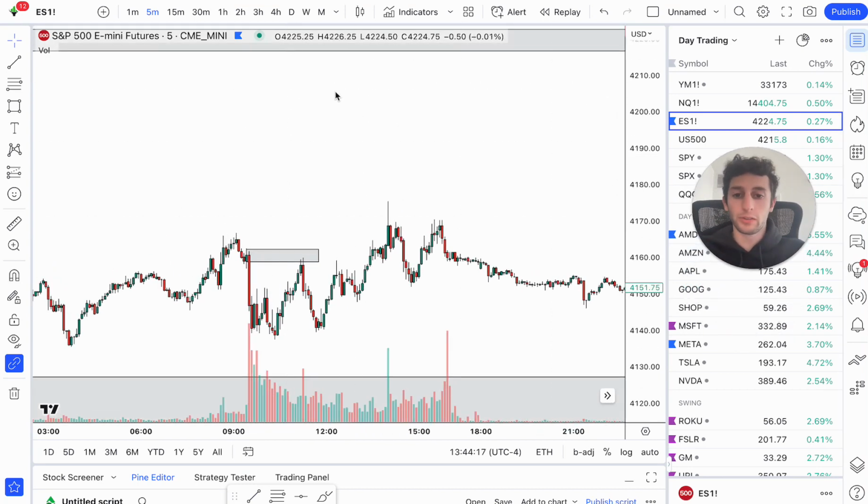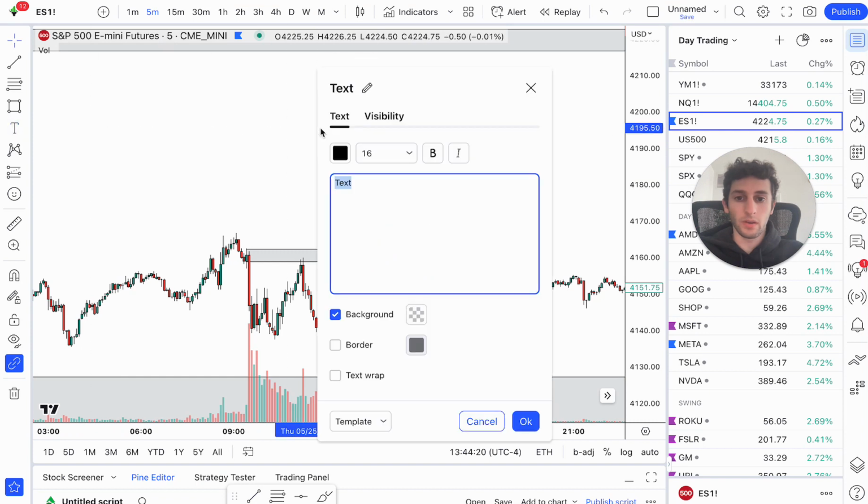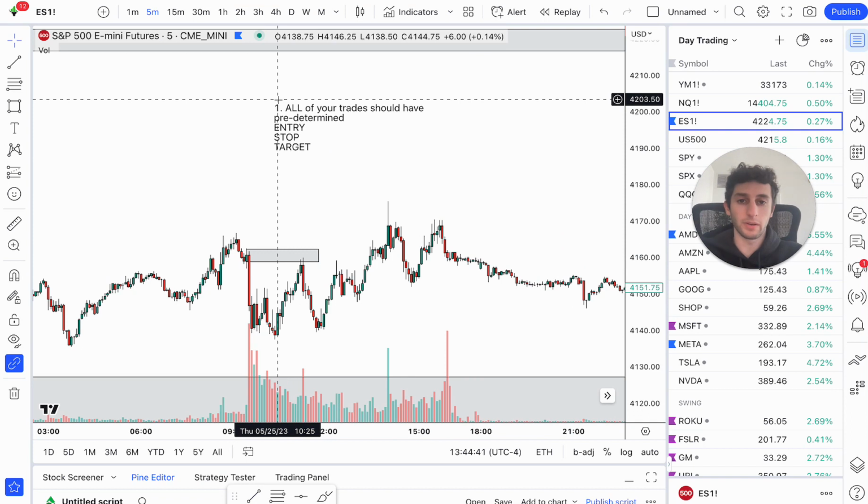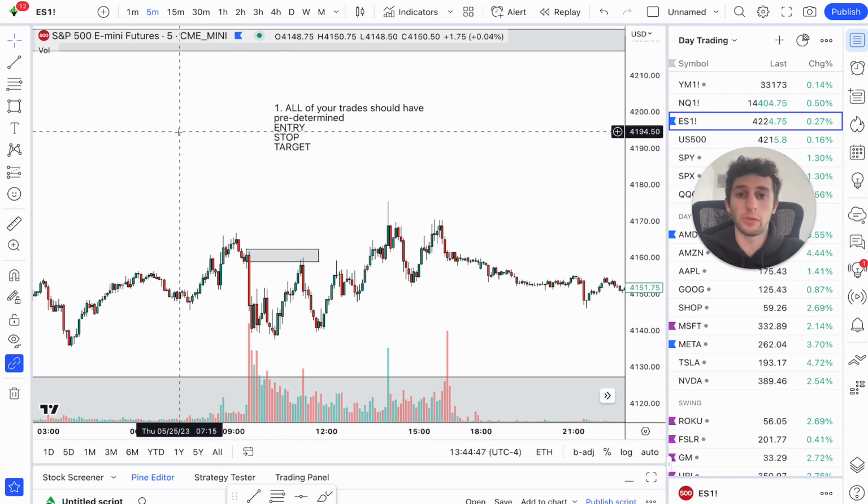So, first things first. All of your trades should have a plan. Very important. All of your trades should have a predetermined, what do we need? We need entry, stop, and target. Very simple. All of your trades should have a predetermined entry, stop, target. And 90% of the time, what you want to do is just follow that plan.